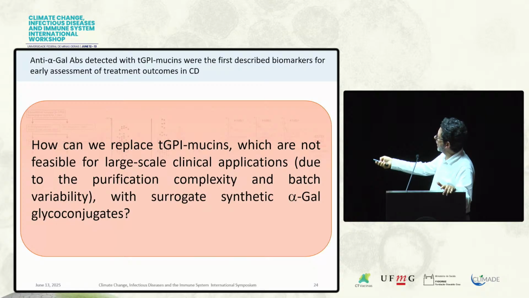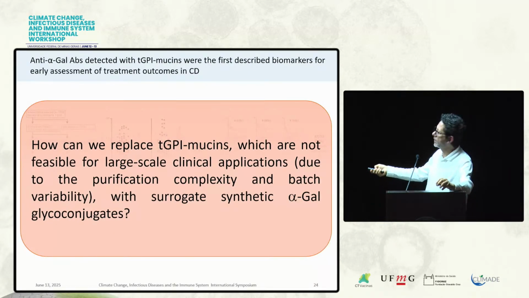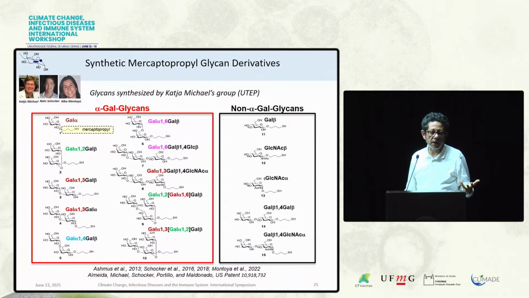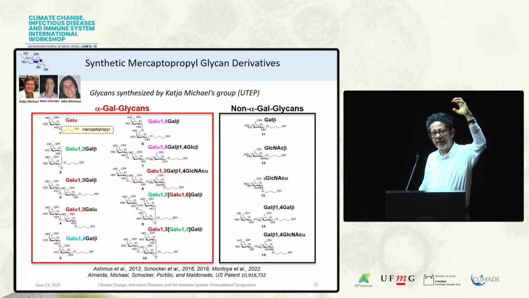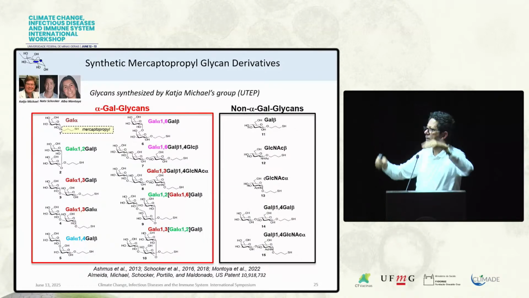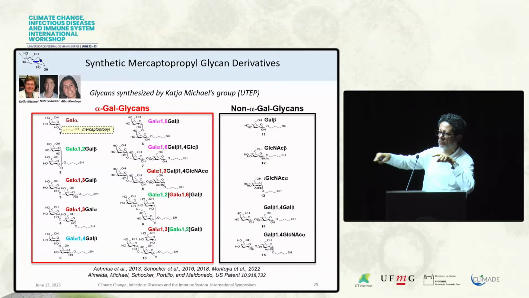So how can we replace the GPI mucins, which are not feasible for large-scale clinical application due to purification complexity and batch variability, with surrogate synthetic alpha-gal glycoconjugates? We synthesized a series of biomarkers. We did what we call reverse immunoglycomics. Instead of taking the parasite and characterizing all the glycoconjugates, we did the opposite. We start from the bottom up. So we synthesize first and then look for the antibodies found in the serum of the patient.